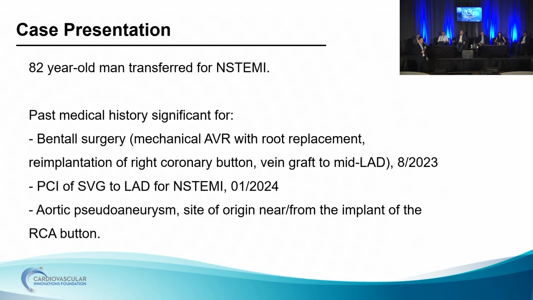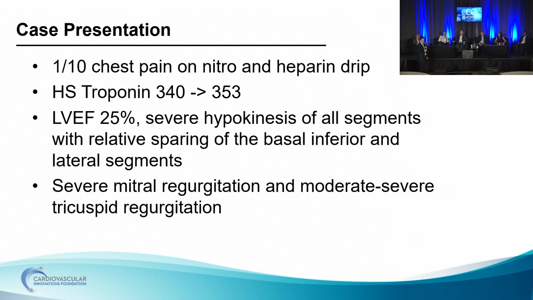Then in September, he has another episode of NSTEMI, and at that time they PCI'd the SVG to the LAD. And they also found that he has an aortic pseudoaneurysm, which quote-unquote was at the site of the origin near or from the implant of the RCA button, and was kind of left alone. So he comes in at that point, 1 out of 10 chest pain, nitro, heparin drip, troponins were elevated, his EF is 25%, he does have severe hypokinesis of all segments with some sparing of the basal, inferior, and lateral segments, severe MR, moderate severe TR.